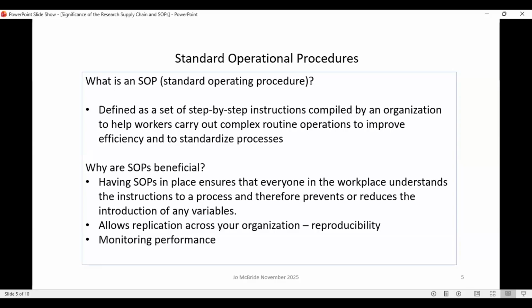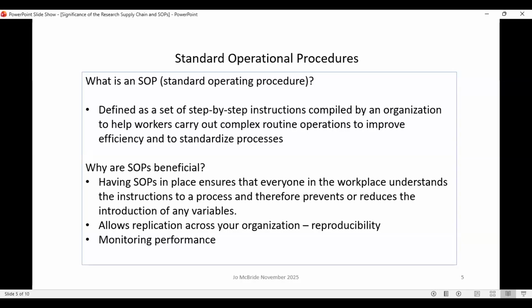Why are they beneficial? Because they allow replication across your organization. Where followed correctly, there should be reproducibility. Where the same procedures are carried out by a different lab, by different people in the lab, or across different sites correctly, there should be reproducibility of results. And this allows for identifying any variation of results that might be observed.